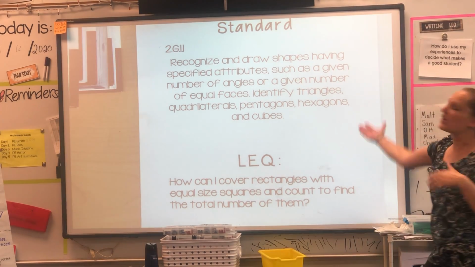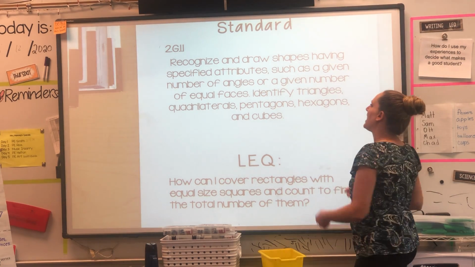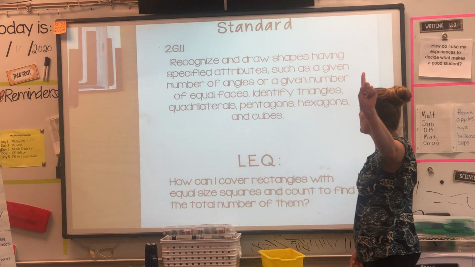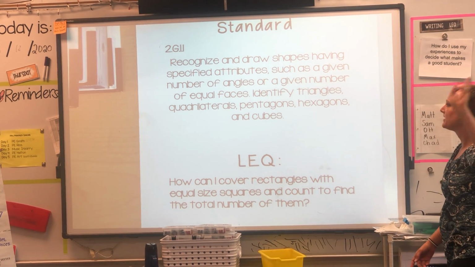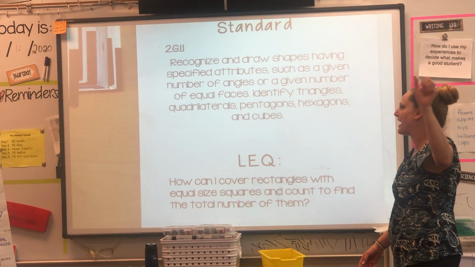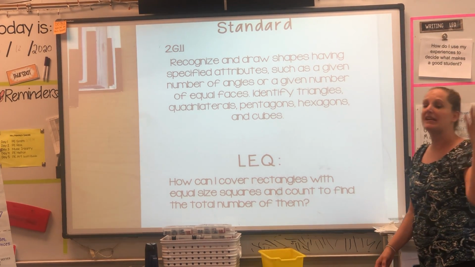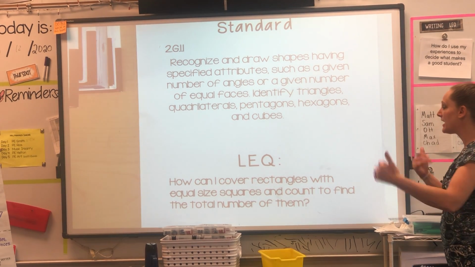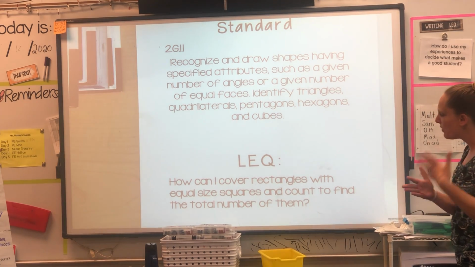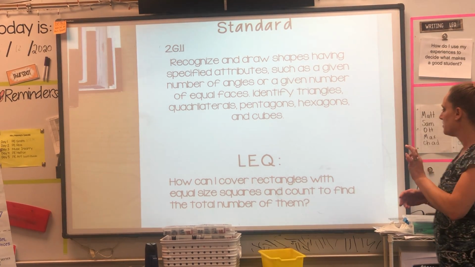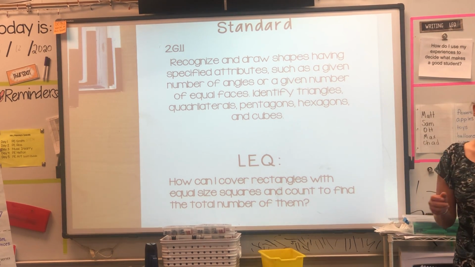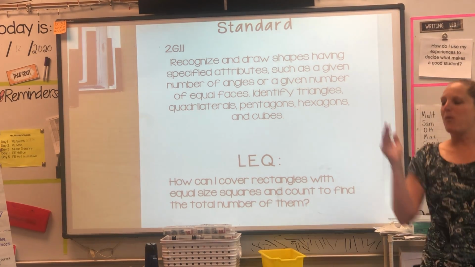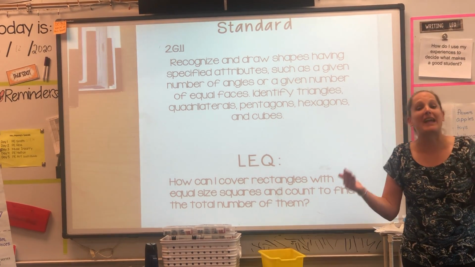All right, starting with our standard, we're going to recognize and draw shapes having specified attributes, such as a given number of angles or a given number of equal faces, and identify triangles, quadrilaterals, pentagons, hexagons, and cubes. Today our question is, how can I cover rectangles with equal size squares and count to find the total number of them? I'm going to give you a great big hint. It's not sit there and count the squares. No. We are going to take our rectangles and make arrays in them.